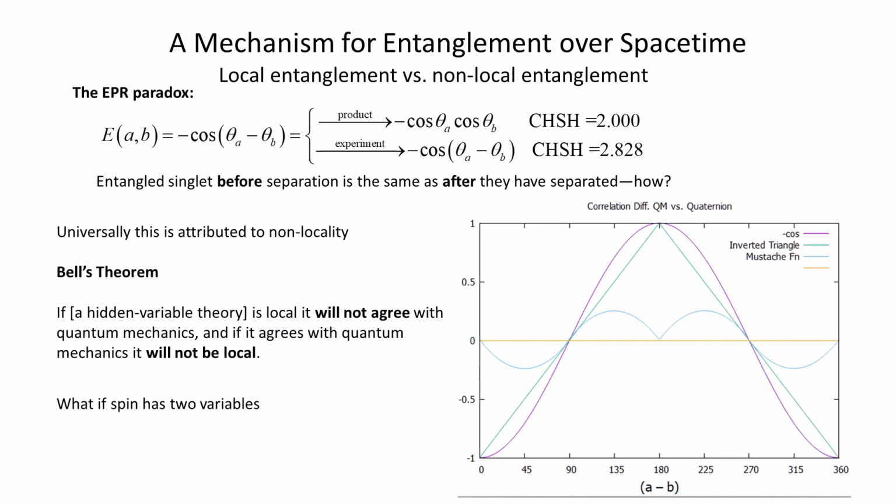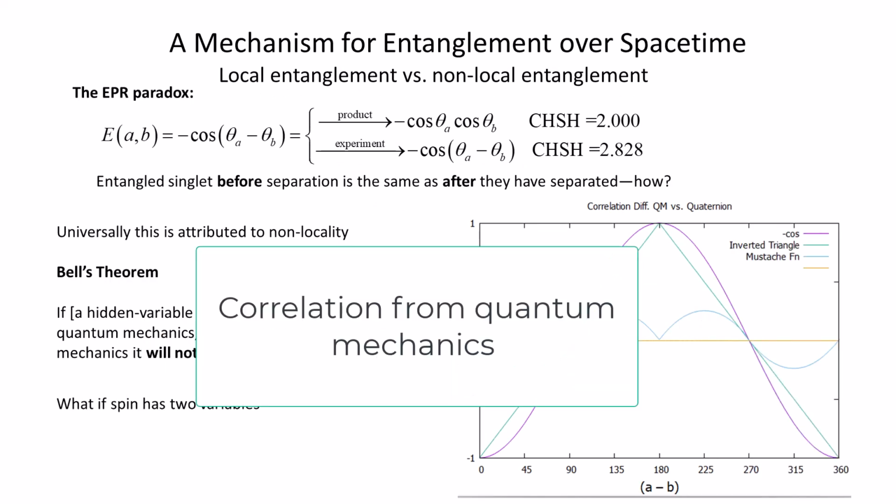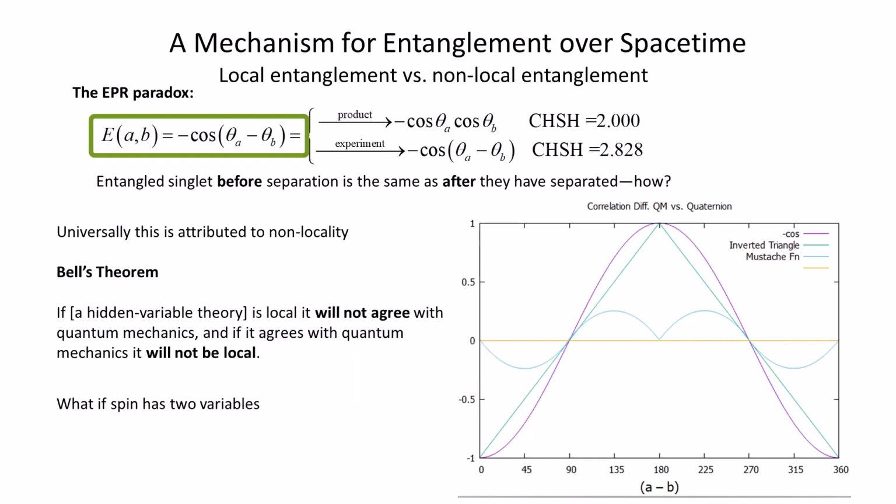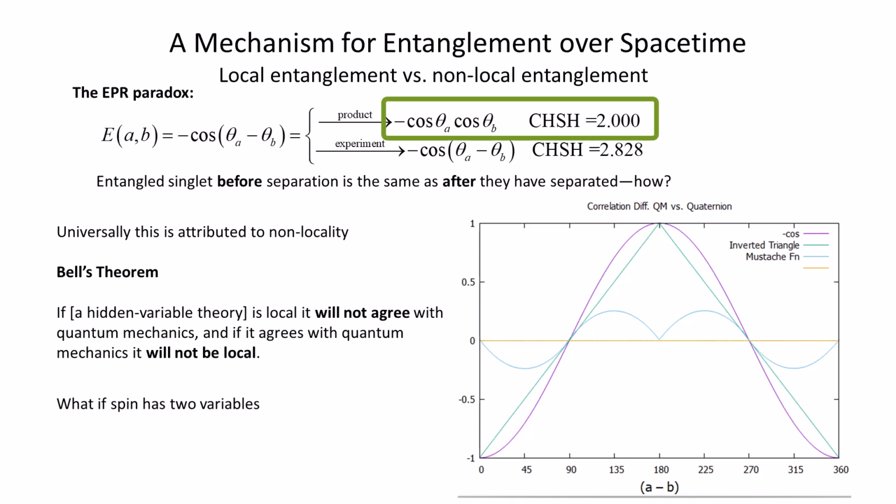Using a singlet state, the correlation from quantum mechanics gives this minus cosine term. The angles theta A and theta B are the filter settings that are randomly set by Alice and Bob. The correlation is plotted here as a function of the difference between those settings. If we assume Einstein locality, then upon separation, the product state gives a product of two cosines of these angles.